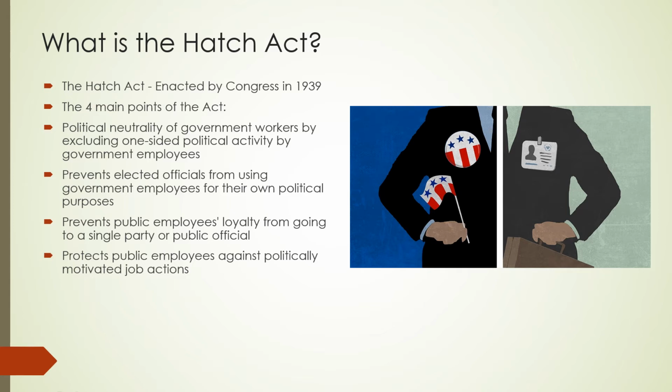So that's a little summary of the Hatch Act, and it was in place basically to clean up some of the corruption and, in essence, create that separation of power between politicians and administrators.